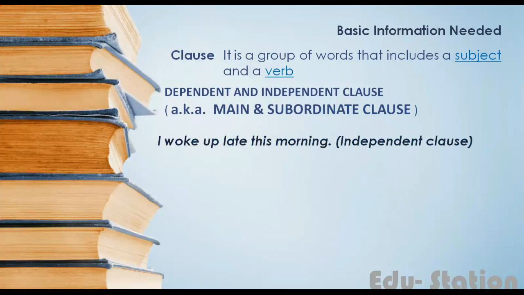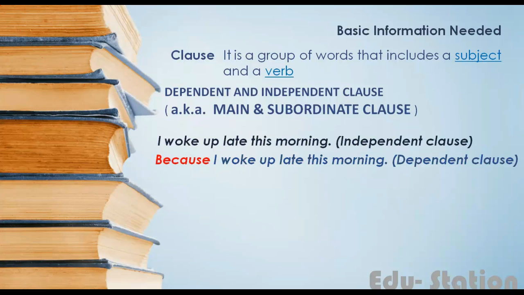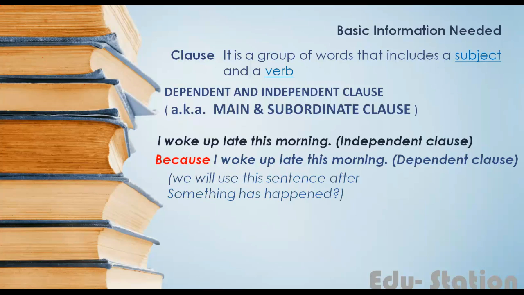For example, I woke up late this morning. It is an example of independent clause because it contains all the information to be a complete sentence. Because I woke up late this morning, it is an example of dependent clause because it does not express a complete thought. We will use this sentence after something has happened.